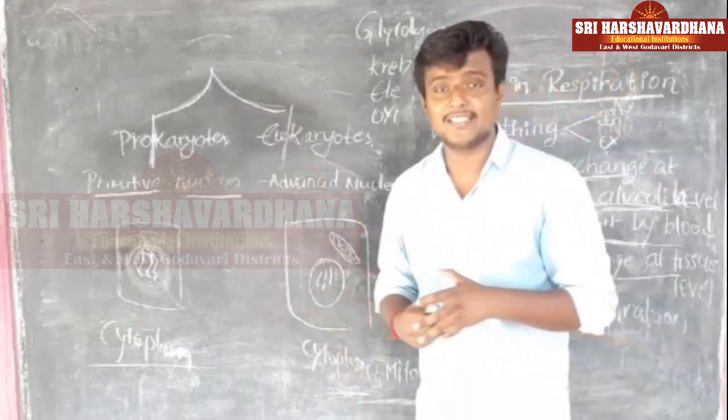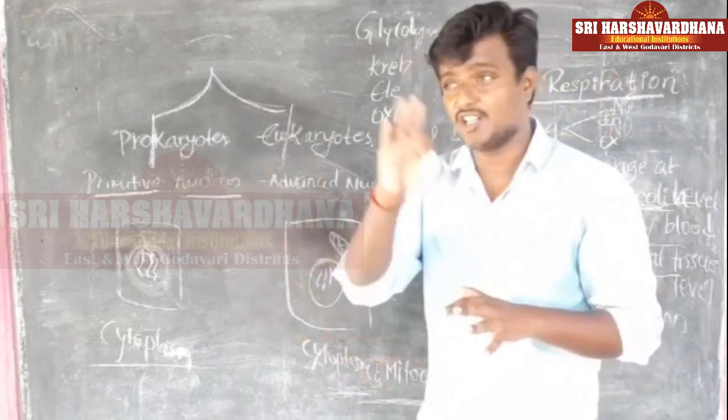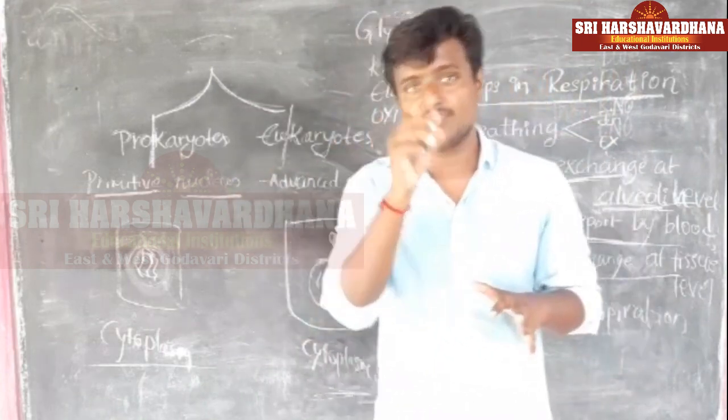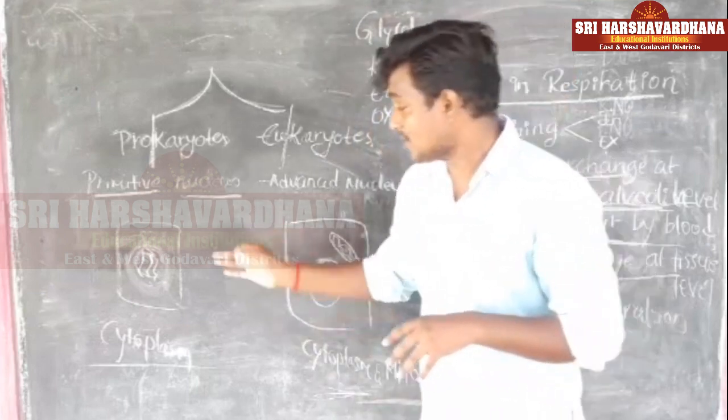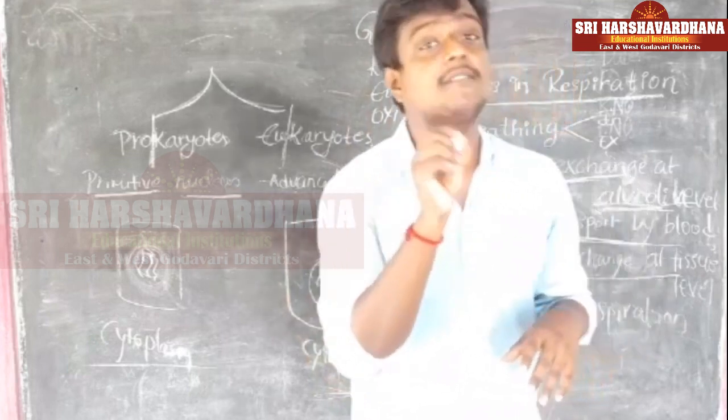Why it occurs only in the cytoplasm: you know that here there is a primitive nucleus. There is no exact nuclear membrane around the nucleus. So here it is done only in the cytoplasm because the membrane bounded structures are absent.